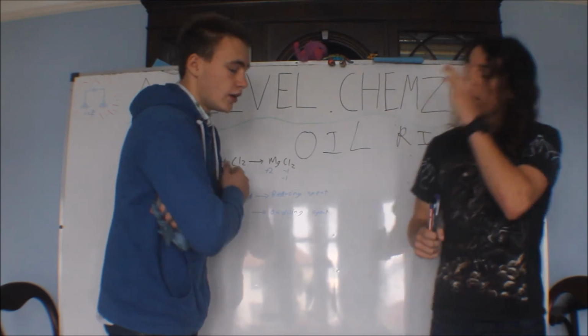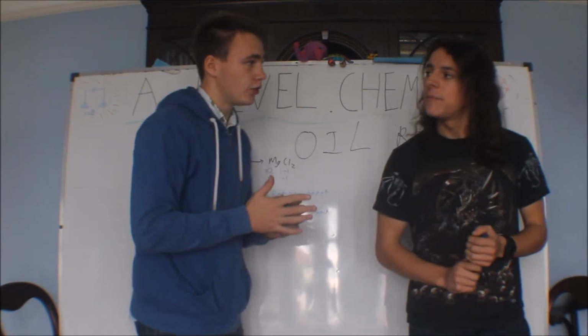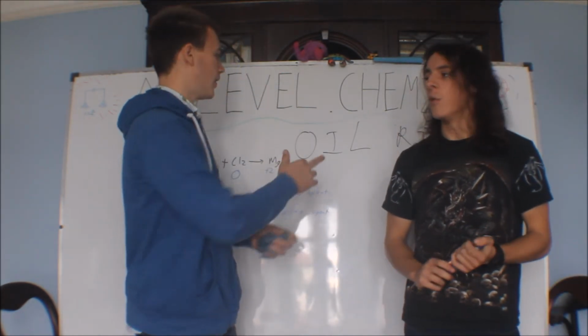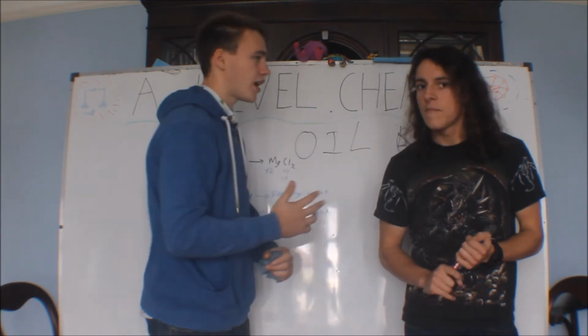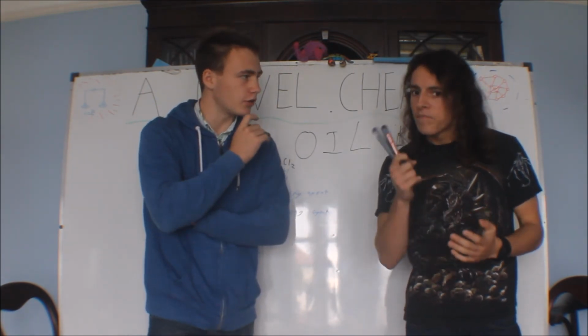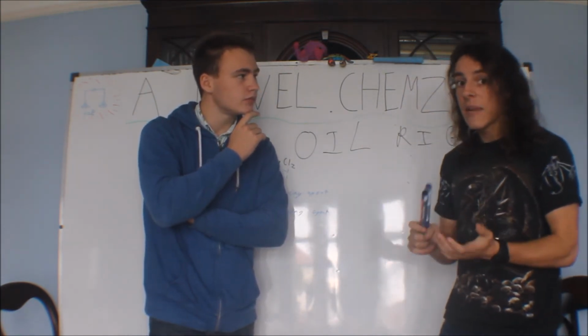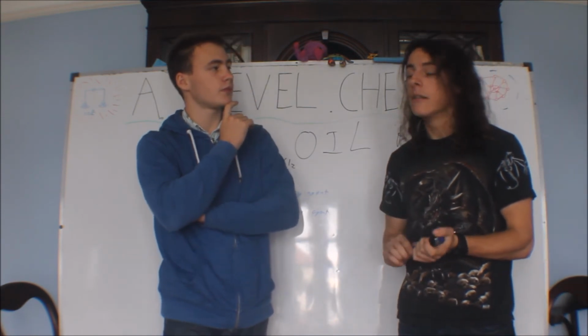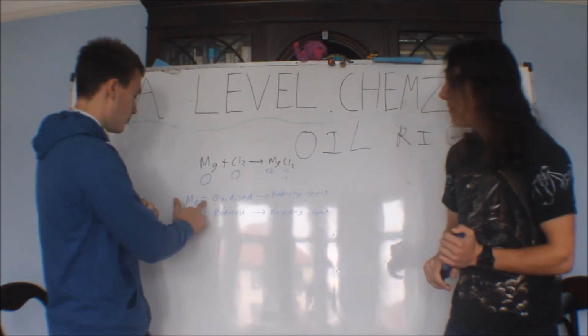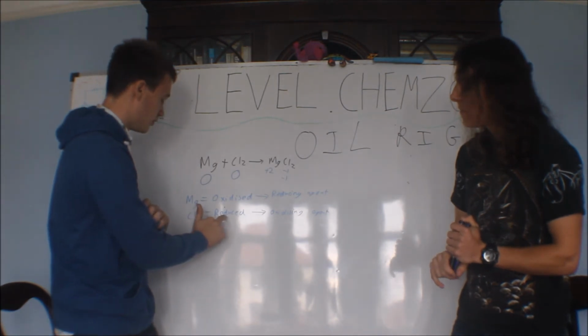Now, I read ahead and I've heard of this thing called disproportionation. And oxidation and reduction both happen in there. So what's the difference between that and redox then? Well, in disproportionation they both happen to the same species, that means the same element. Because in this case, magnesium's been oxidised, chlorine's been reduced.